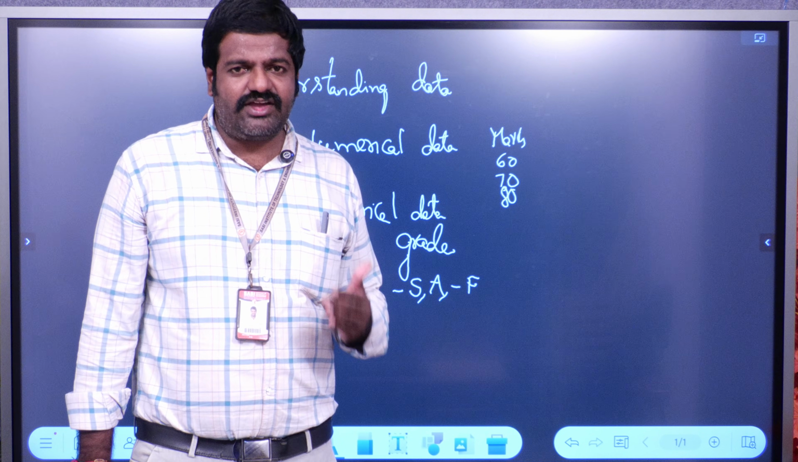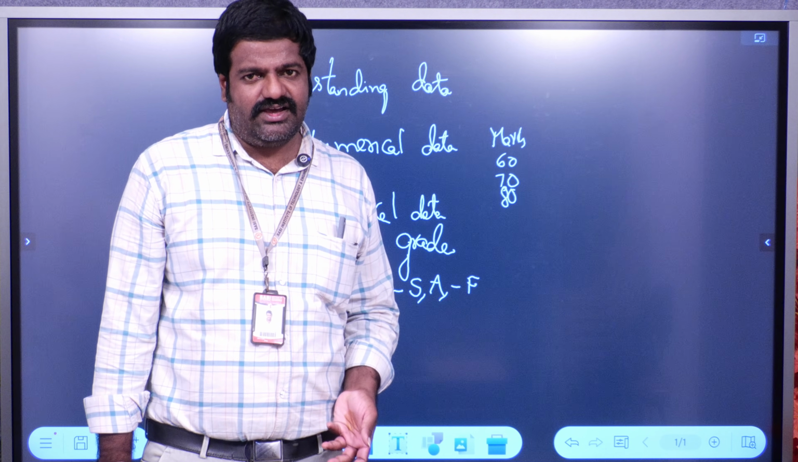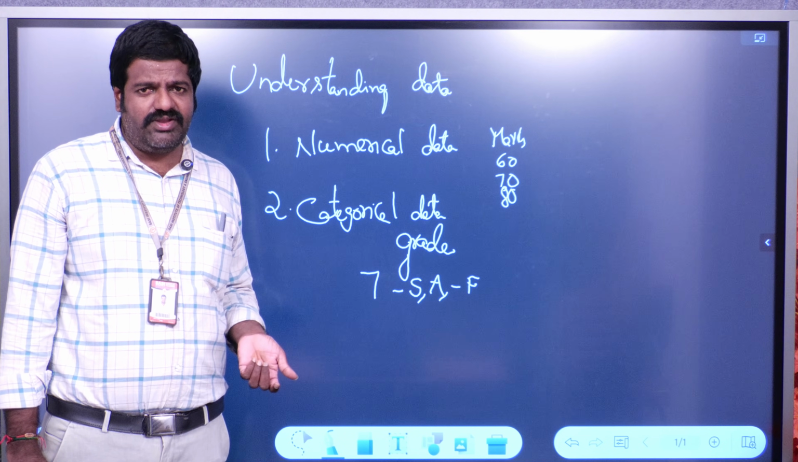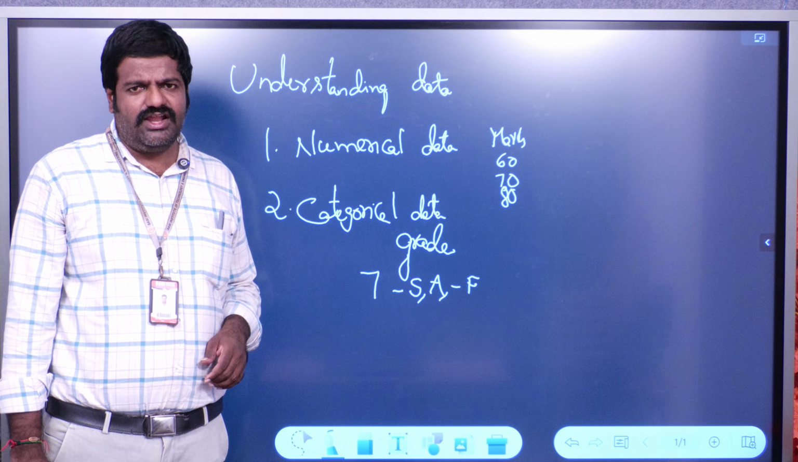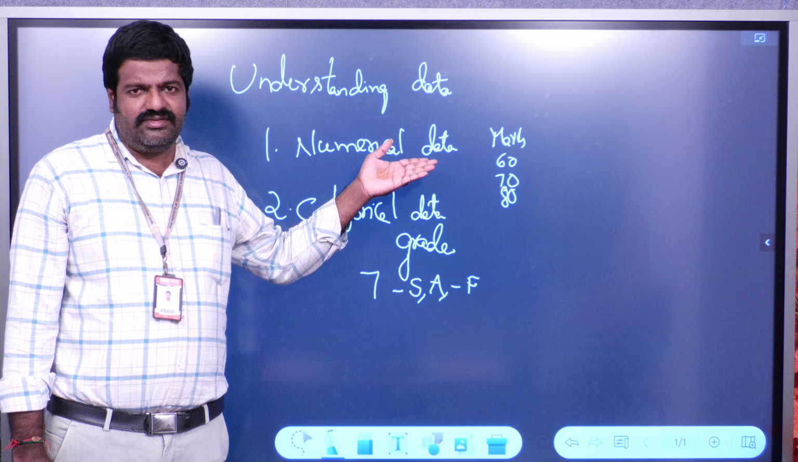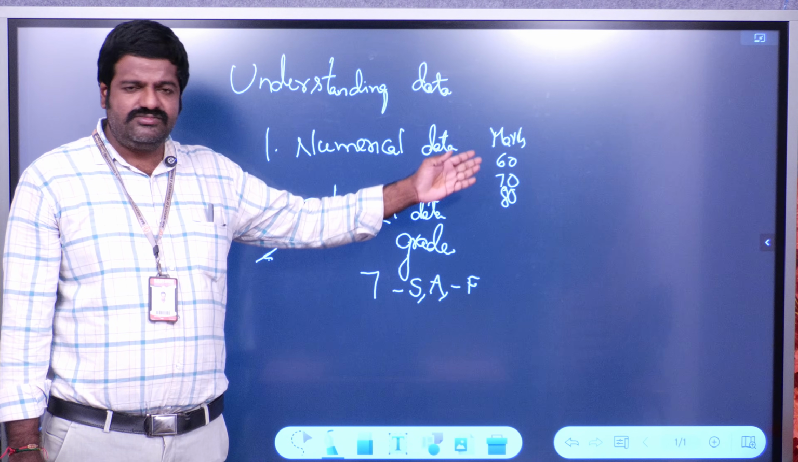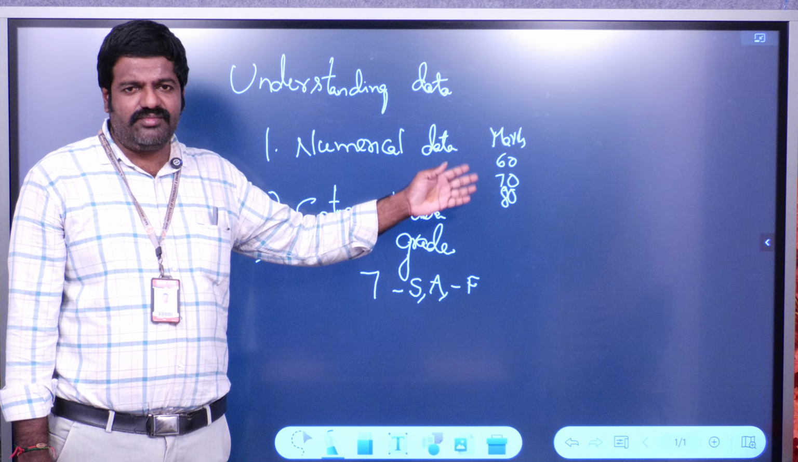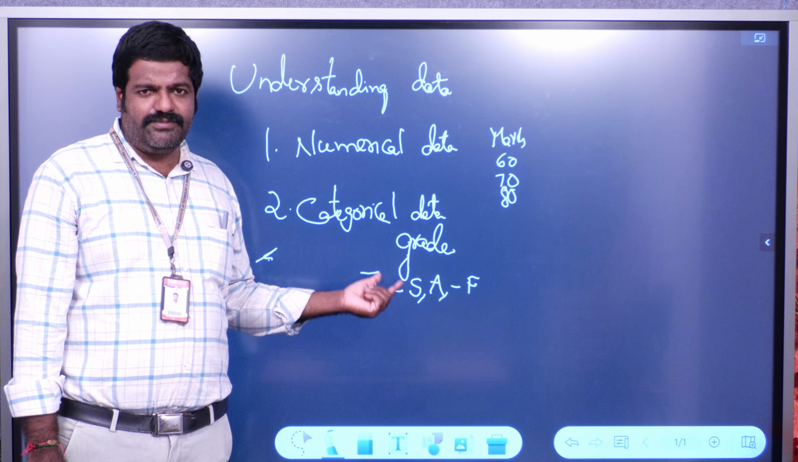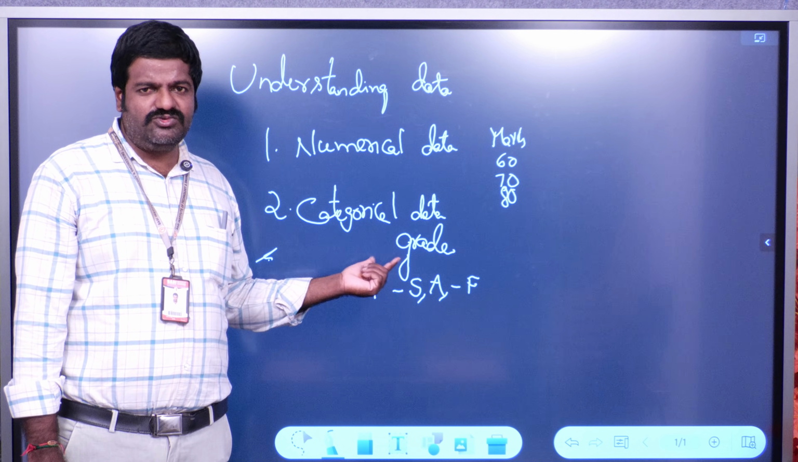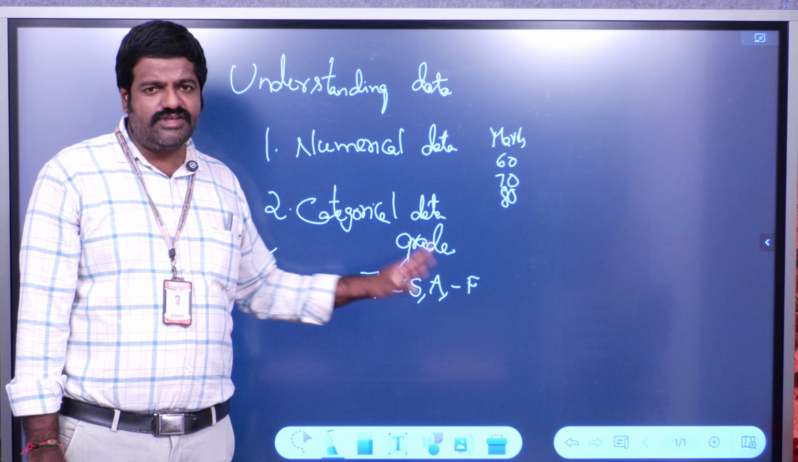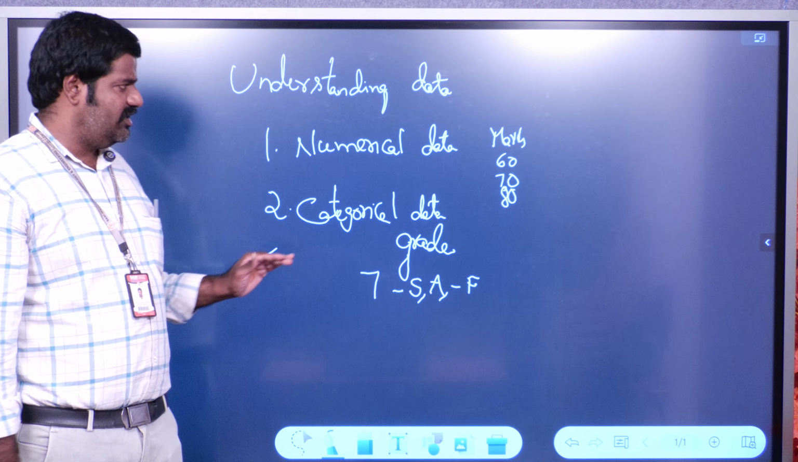Whenever we collect the data, first we need to understand the data. Understanding data means we need to identify the type of data, whether the data is numerical or categorical in any data set. As I already said, for numerical data, marks have numerics, 60, 70, 80. Next, categorical data has categories. For example, the grade of a student may be either S grade, A grade, B grade or F grade. Those are the categories, and that comes under categorical data.